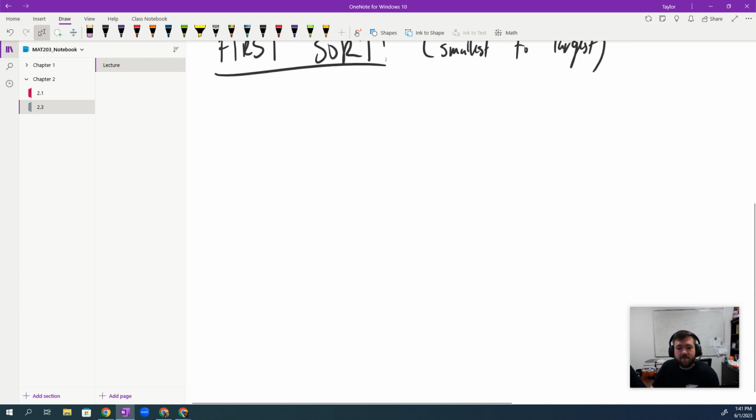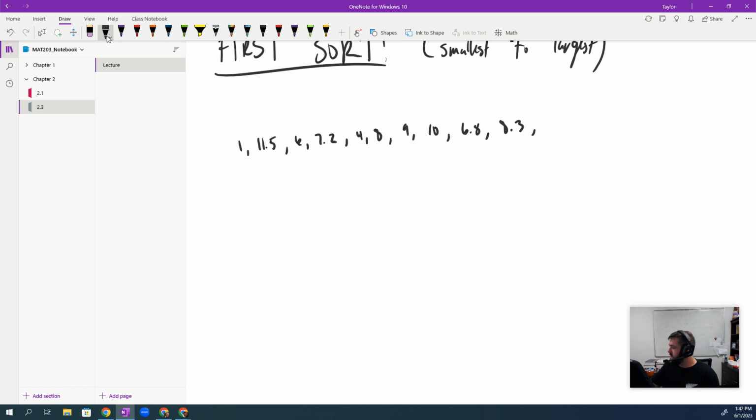Using an example from your book, we are given 1, 11.5, 6, 7.2, 4, 8, 9, 10, 6.8, 8.3, 2, 2, 10, and 1. Okay, now, what's the first thing you got to do? Right, we got to put it in order from smallest to largest.